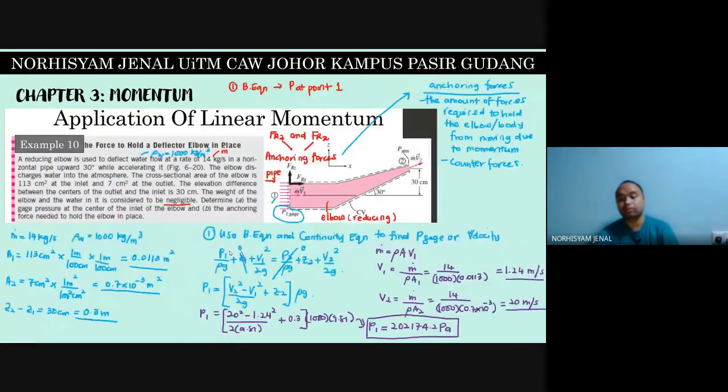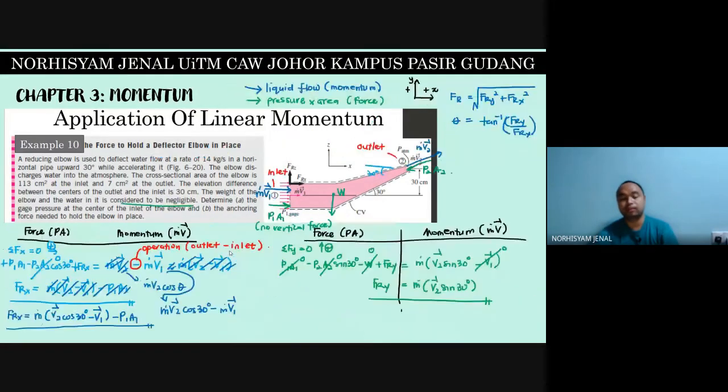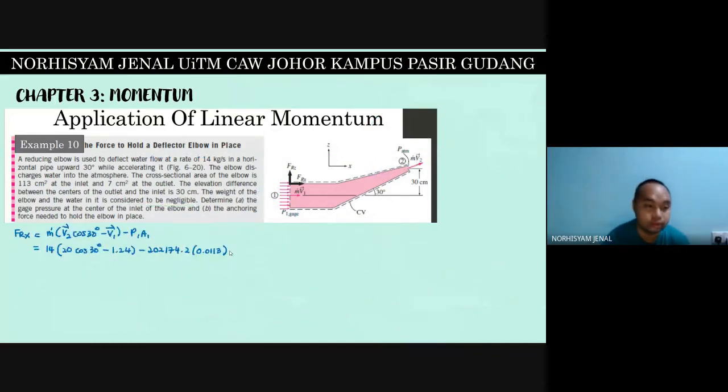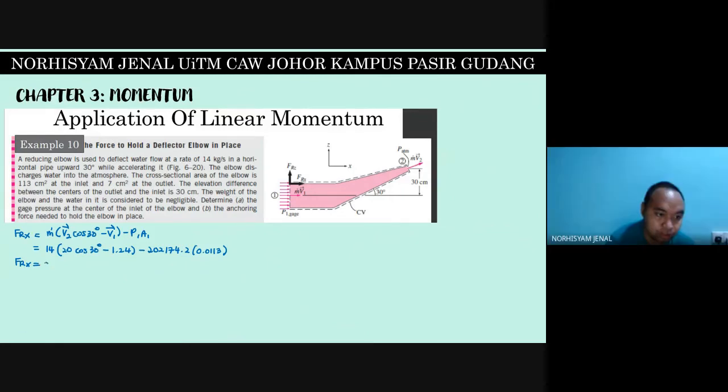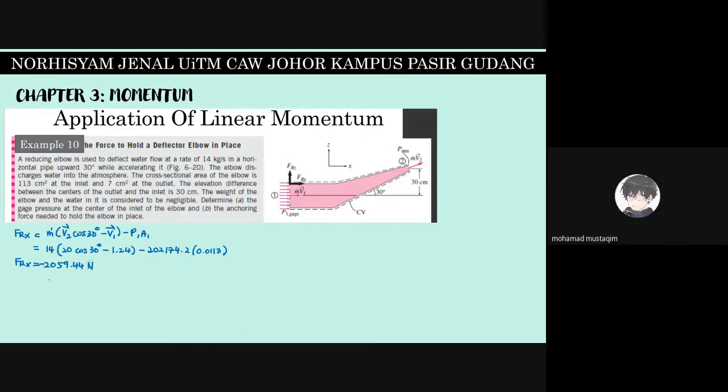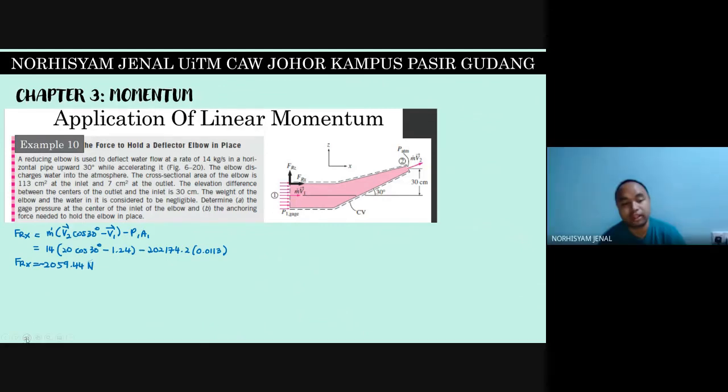Okay, so 0.113. 0.13. So FRX, negatif je. So the answer will be negative, is it? Okay. 2059.44. But negative, it will be here. Negative, so negative 2059.44. Right, let me rewrite it again.